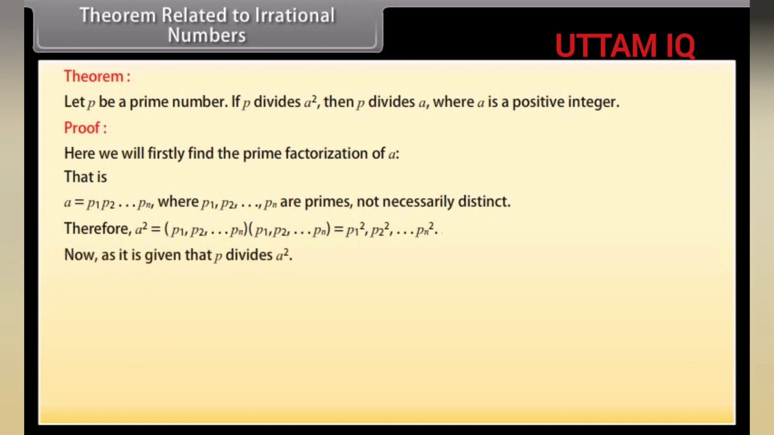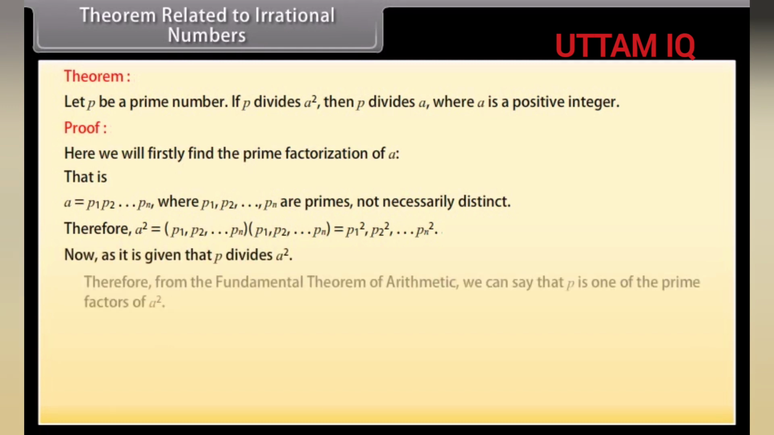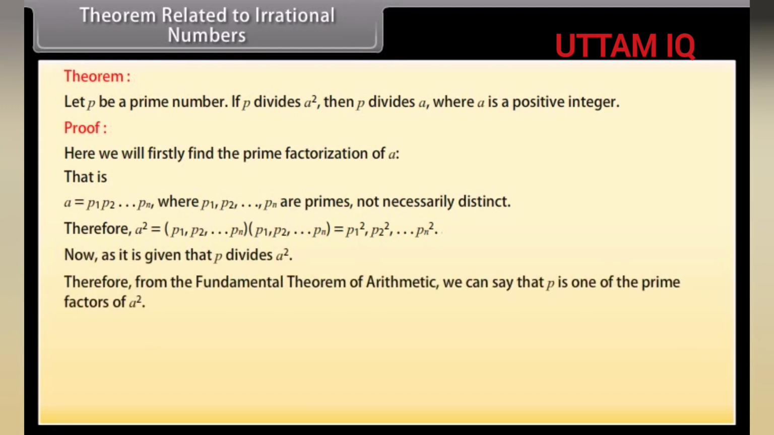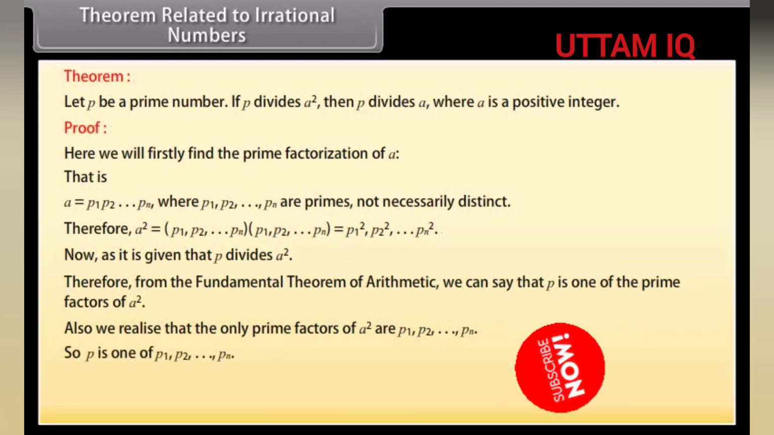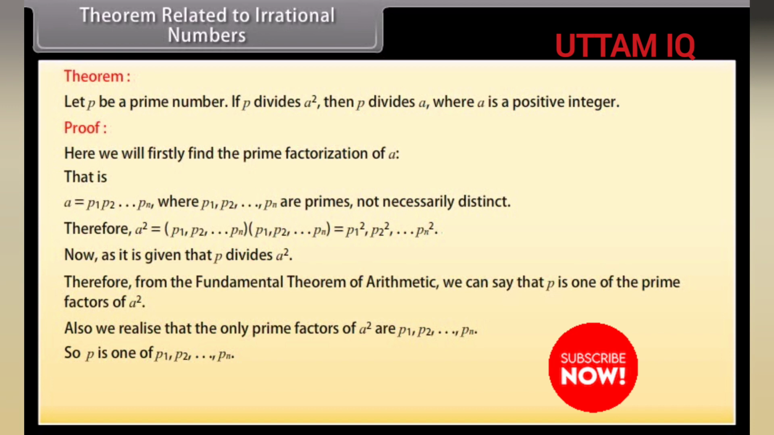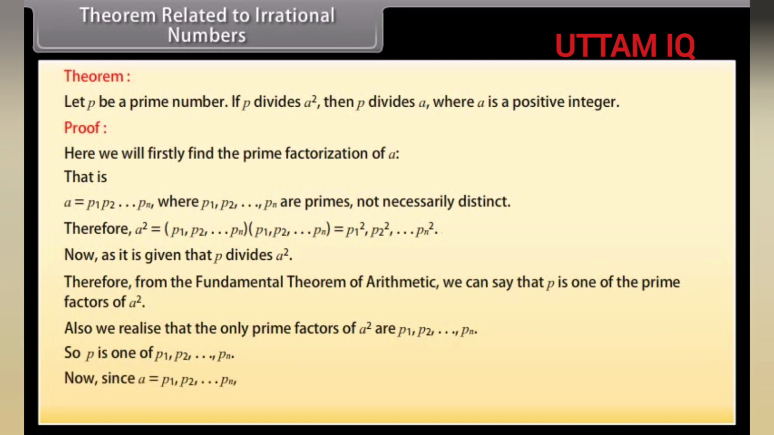Now, as it is given that p divides a squared, from the fundamental theorem of arithmetic we can say that p is one of the prime factors of a squared. Also, we realize that the only prime factors of a squared are p1, p2, and so on till pn. So p is one of the p1, p2, and so on till pn. Now, since a is equal to p1 p2 ... pn, we can say that p divides a.